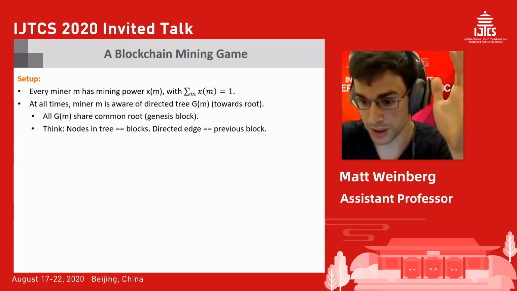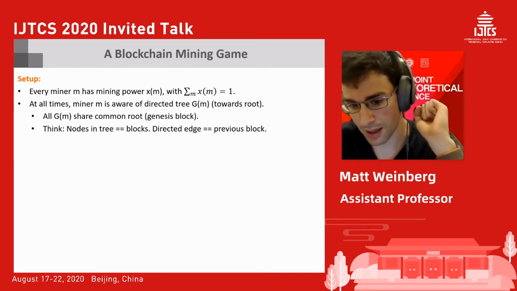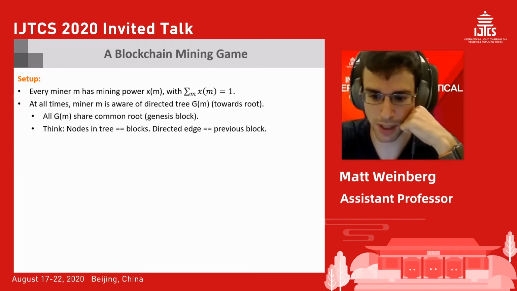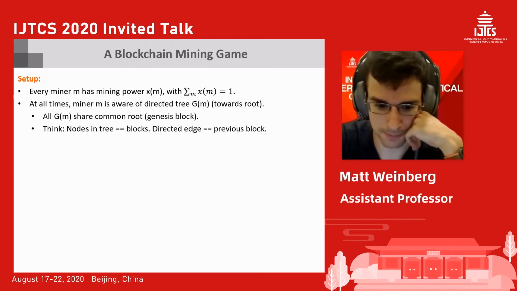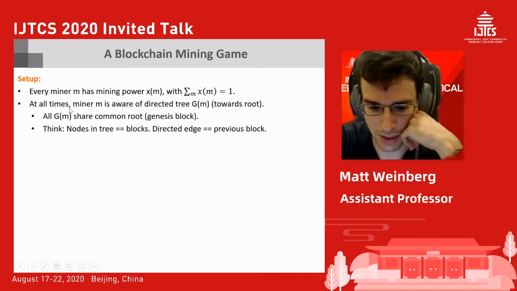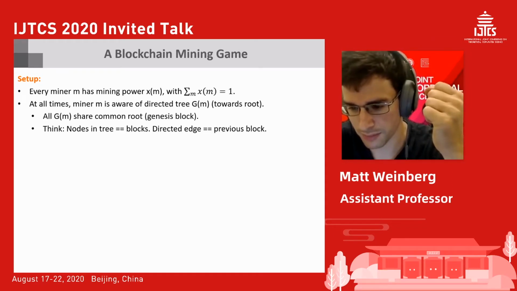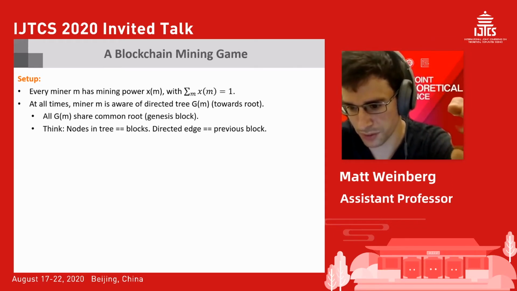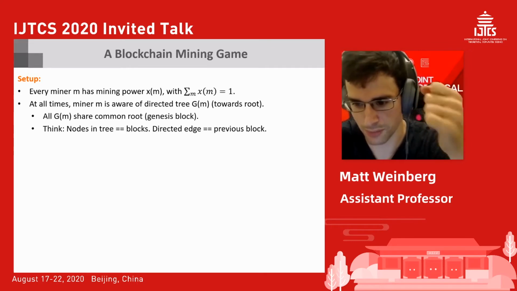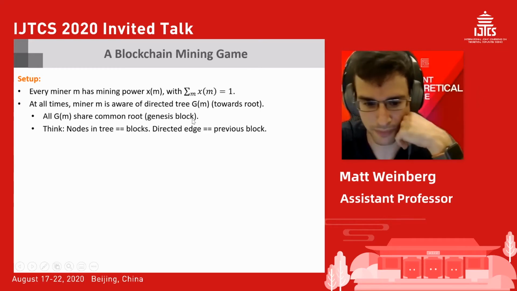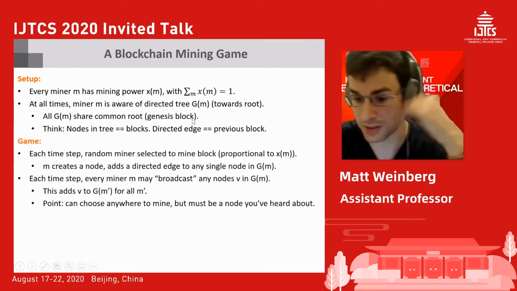Okay, so what's the game? So in the game, there's just a set of miners, and every miner has some fraction of the total mining power. I've used X to denote that. And at all times, every miner is aware of some directed tree. So think of this as for every block, that's a node. It points to a previous block, which is what it was mined on top of. And they all share this genesis block, which is the common root. Okay, so that's the setup.